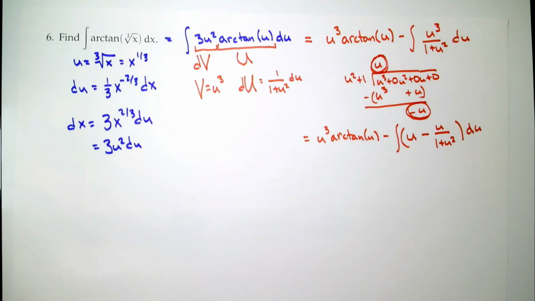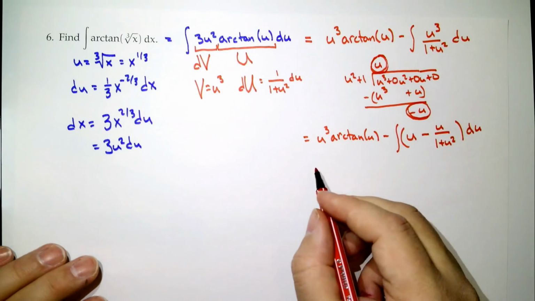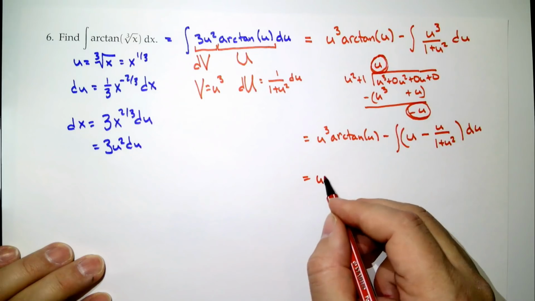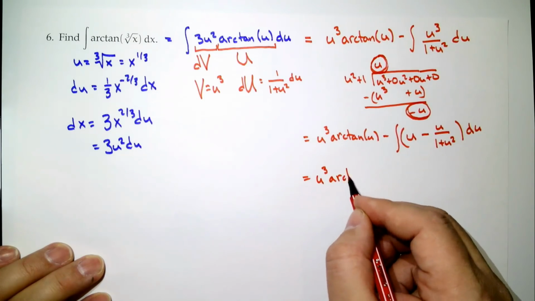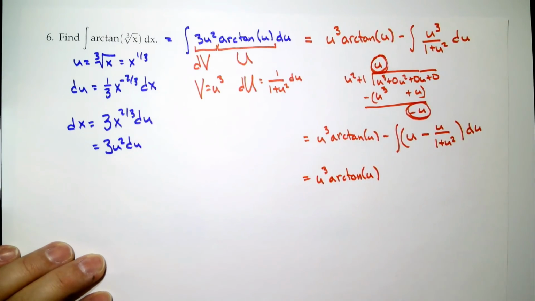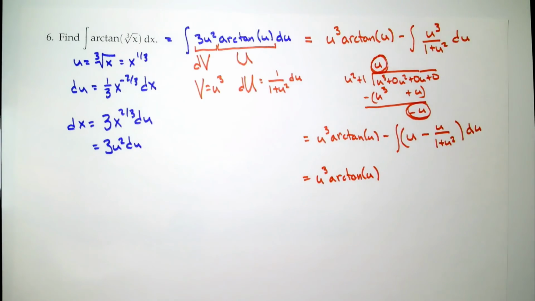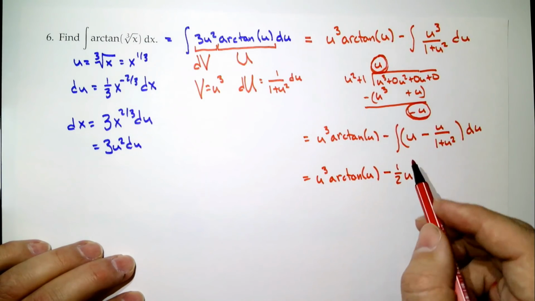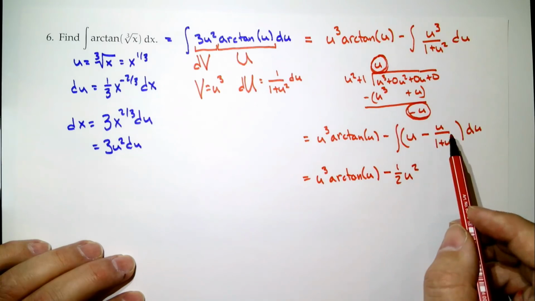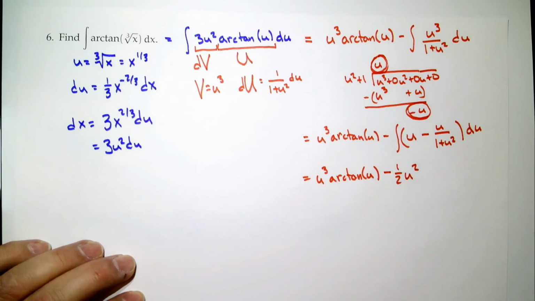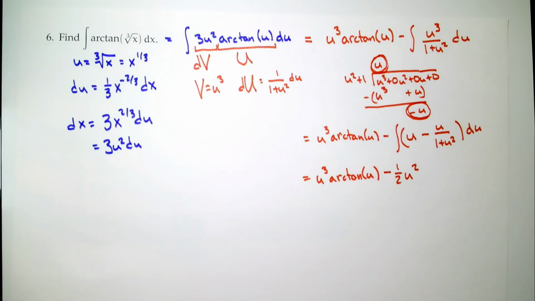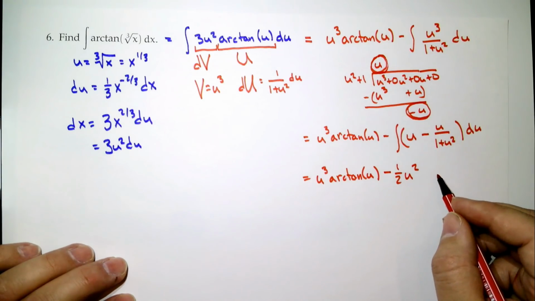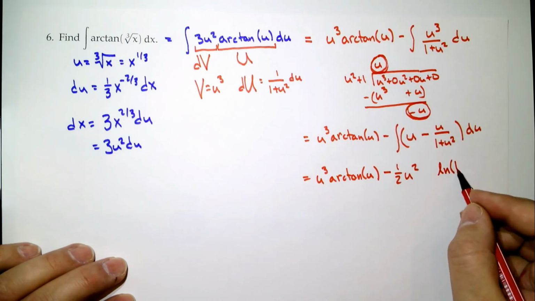Okay, so that's what we're due. Now, in this case, we're in pretty good shape, because I claim we can do each one of these. And we'll probably even do it in our heads. So, for instance, what's the integral of u? 1/2 u squared. Okay, so minus 1/2 u squared. Okay, now, let's be careful here. Minus minus makes plus. Do we know how to integrate u over 1 plus u squared? What is it? ln of 1 plus u squared.